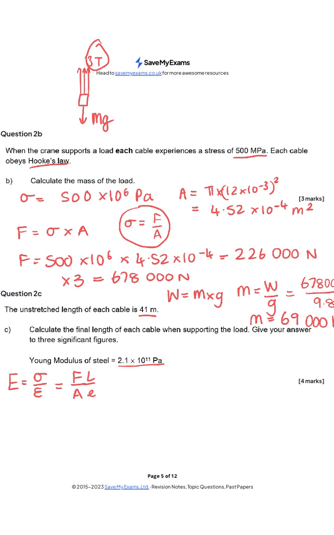And we're going to rearrange this so we can get the extension, or delta L. So we're going to rearrange to get e is equal to FL divided by capital E, A. So our extension is equal to the force times the length divided by the Young's modulus times the cross-sectional area.